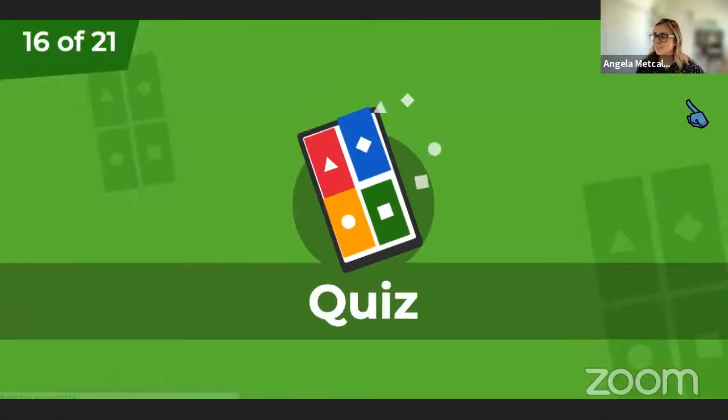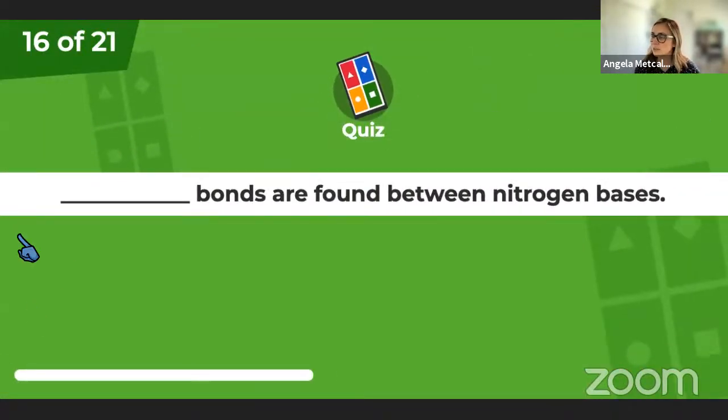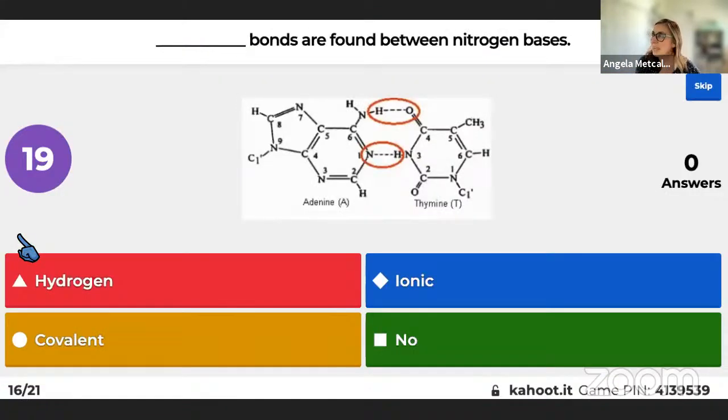All right, who's the cute macaw? You're right there. You've got to get in there. Blank bonds are found between nitrogen bases. So what are those things circled? Do you remember that?